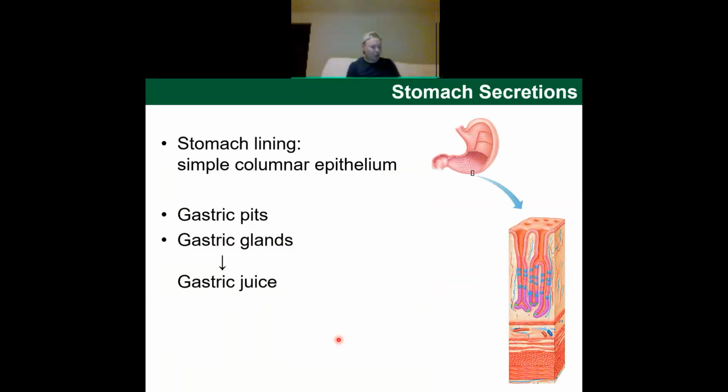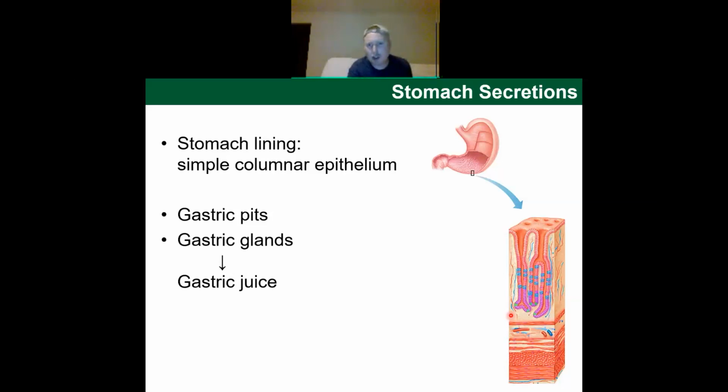So let's have a look at the secretions of the stomach quickly. We won't spend too much time on this. When you look at them, I'm going to have to move some of the screens so I see the same stuff that you see. When you look at the stomach and the lining of it, the stomach is lined by simple columnar epithelium. So these column-shaped or pillar-shaped cells of the epithelial cells.